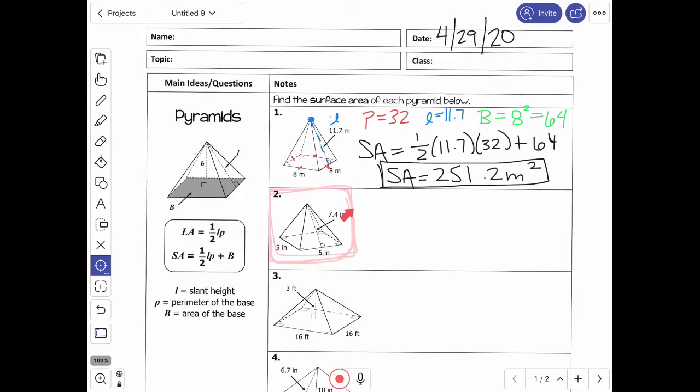Okay, you're going to do number 2 for homework, or on that attendance quiz today. So I'm going to move to number 3.